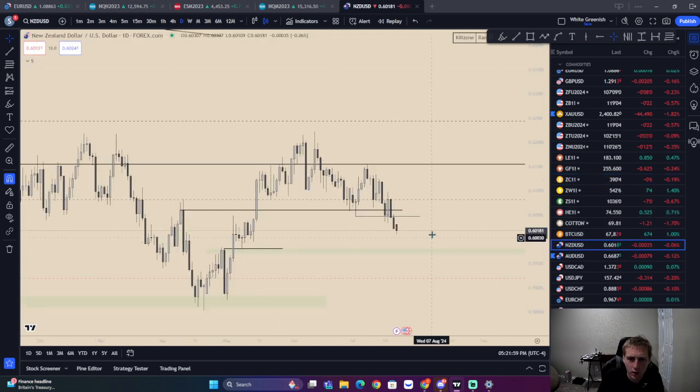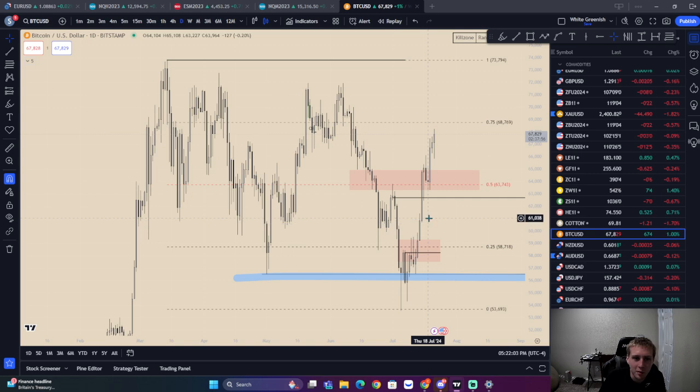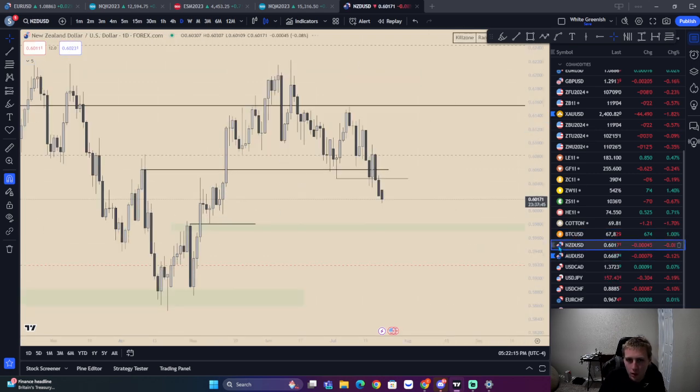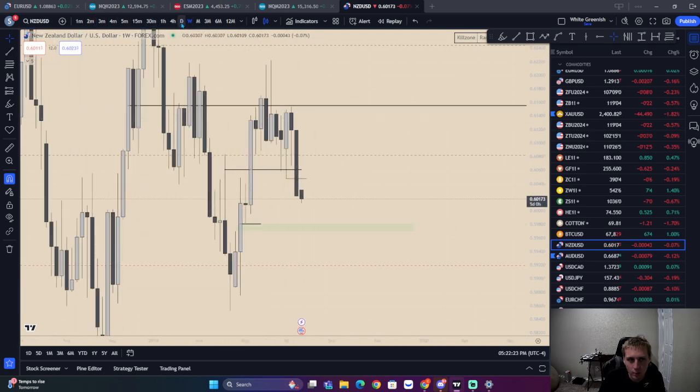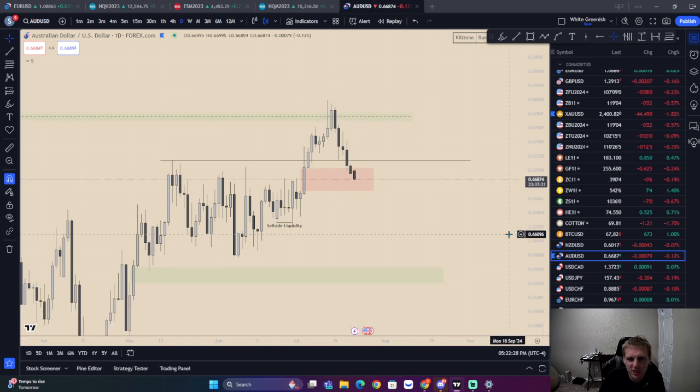Let's look at Bitcoin real quick. Okay, Bitcoin looks bullish, but again, I don't really care for Bitcoin. I don't really care to even track Bitcoin, to be honest. New Zealand dollar, I'm looking for this imbalance here, this sell side liquidity pool. So notice that most of these dollar pairs are bearish or look bearish. Well, actually, that's GU and EU look bullish.